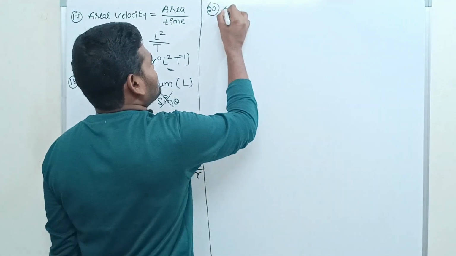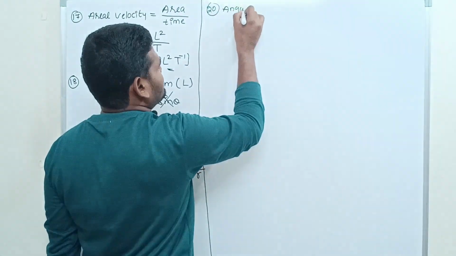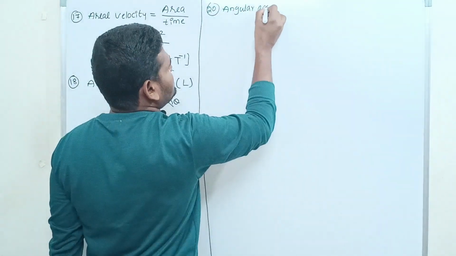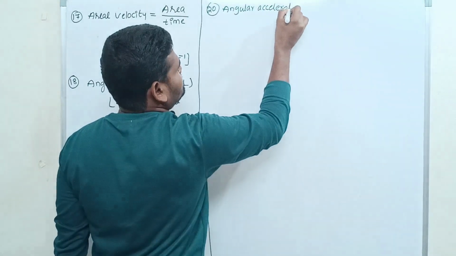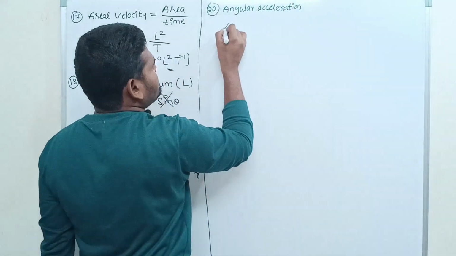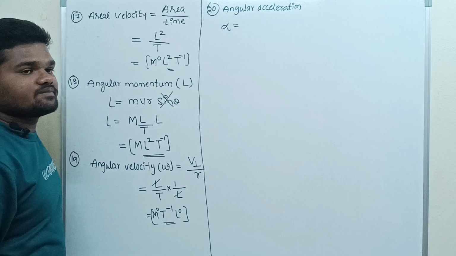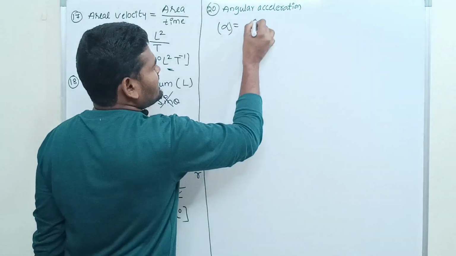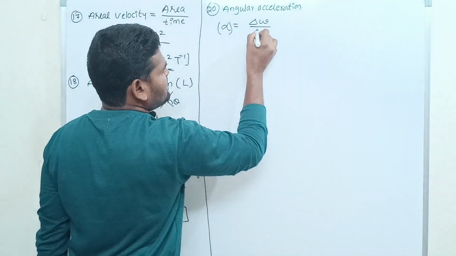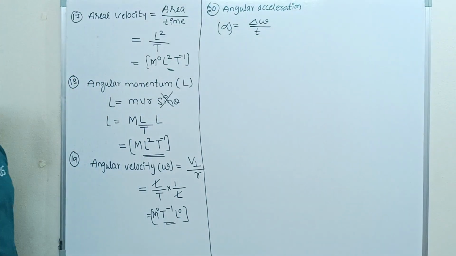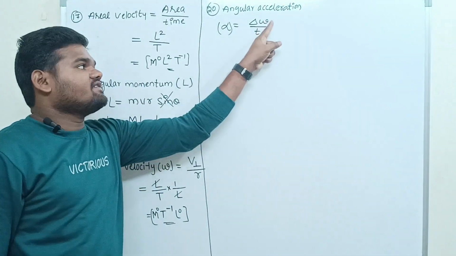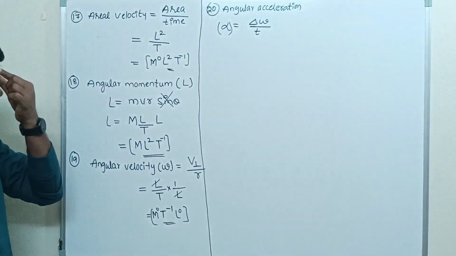So next one. Angular acceleration. Angular acceleration can be denoted by alpha. So alpha means the rate of change of angular velocity is called what? Angular acceleration. The rate of change of angular velocity is called angular acceleration.